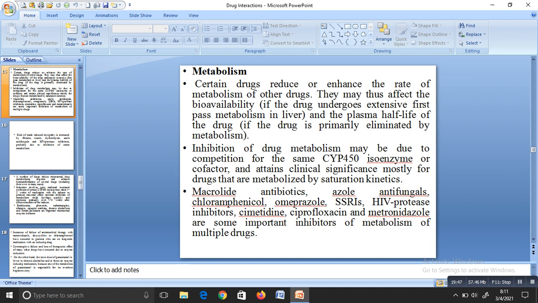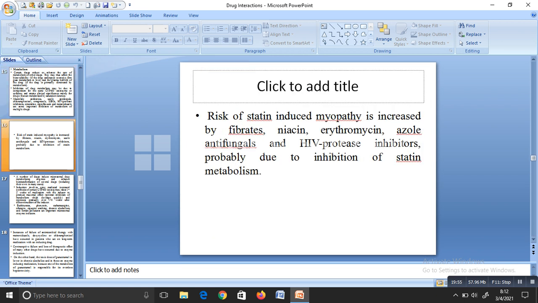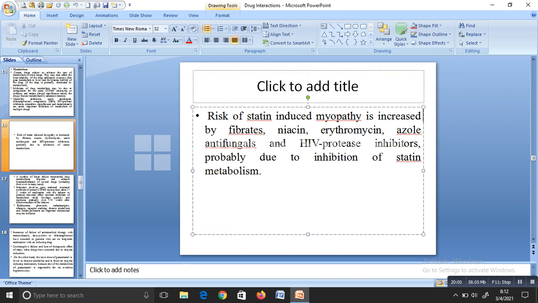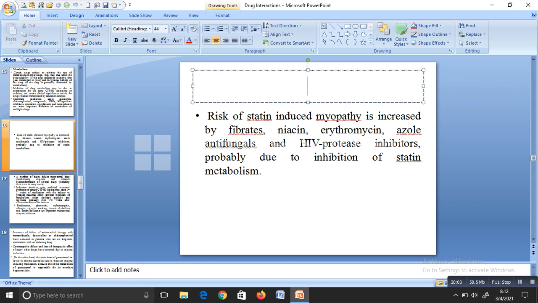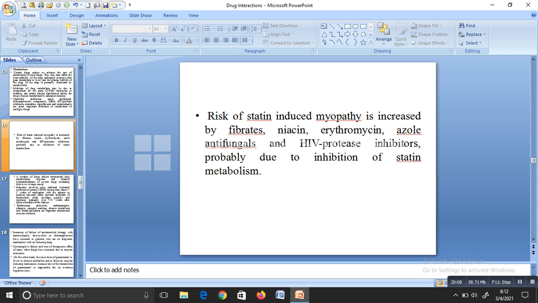Next is one example they have given us, statin induced myopathy. Myopathy can occur if a person is taking a statin. Statins are used to lower blood lipid levels. The statin induced myopathy will be increased by fibrate, niacin, erythromycin due to inhibition of statin metabolism. If a person is taking a statin with erythromycin, azoles, HIV protease inhibitors and all, what will happen? The metabolism of the statin will be reduced and it will be leading to risk of myopathy. Okay.